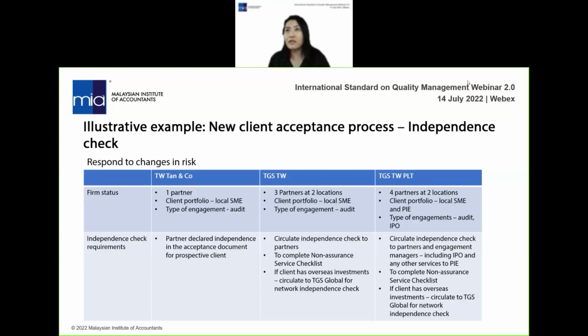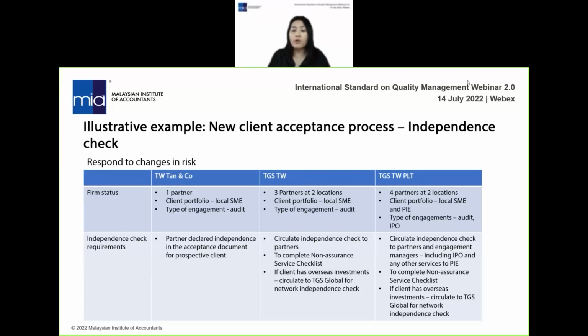So you can see the difference: when one person handles everything, you have a very simple environment and do not have many things to do. But when you move on to the second stage, you have more partners, so you have to check the other side. What are you doing? Have you been providing any services to this client? Do you have any relationship with this particular client? We still have to check. And when we join TGS Global International, we also need to check with TGS Global if our clients have investments overseas.